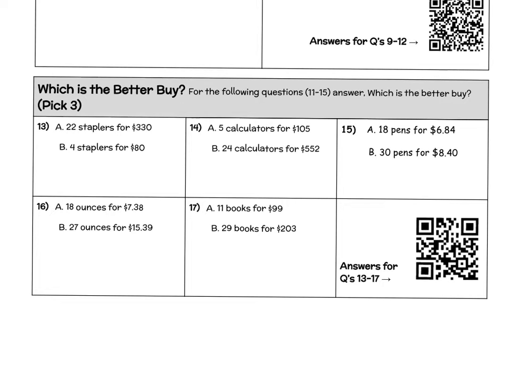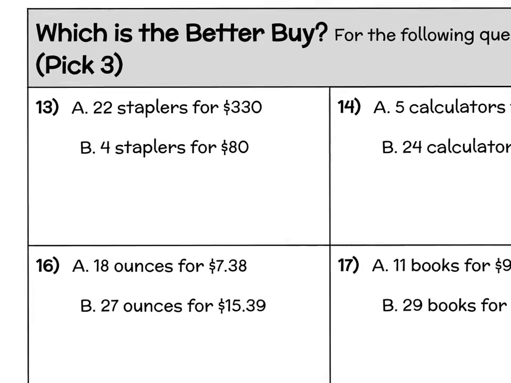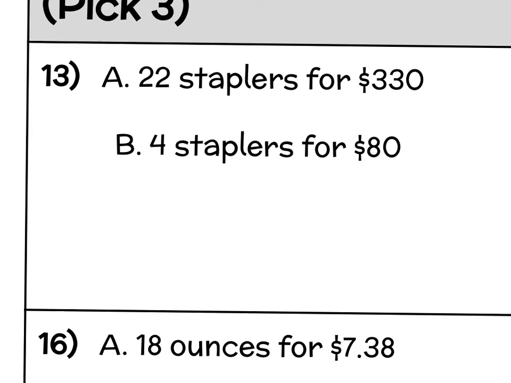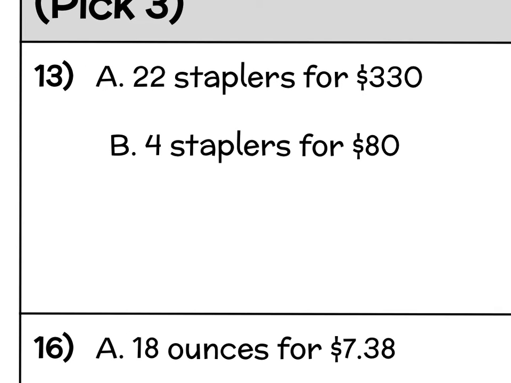Okay, so I'm going to run through the first example, number 13, with you, and then I want you guys to finish up 14, 15, 16, and 17. And then submit those back into Canvas. All right, so here we go. Number 13, we're trying to decide which is the better buy. A, 22 staplers for $330, or B, 4 staplers for $80.